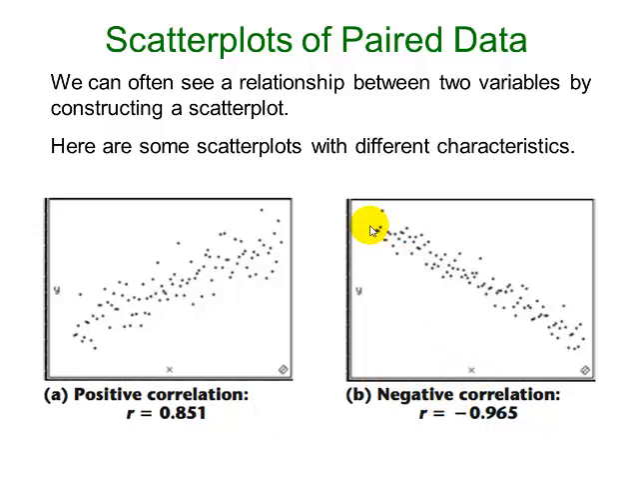In this one on the right, our linear pattern is going down from left to right, so we would say this one has a negative correlation. This one is even closer to a straight line pattern, so our R value for this one is negative because it's a negative correlation, and it's -0.965. That's very close to -1.